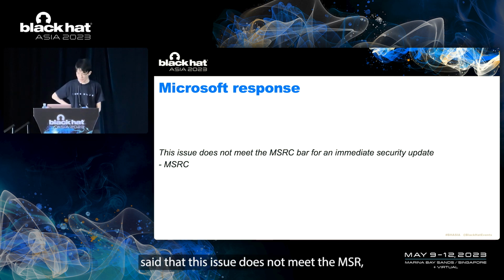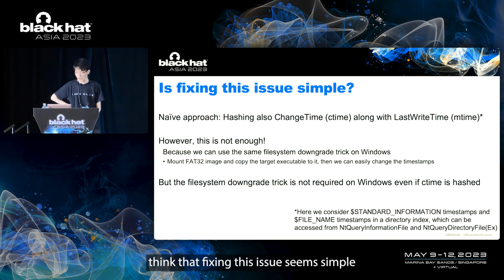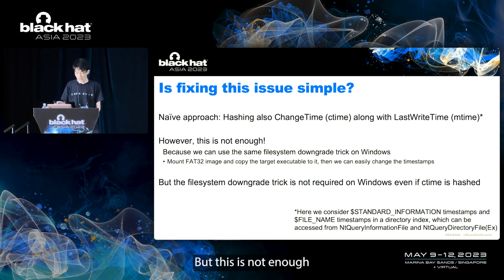Okay, Microsoft says that this issue doesn't meet the MSRC bar for an immediate security update, so this issue is not currently being fixed. So you might think that fixing this issue seems simple, because hashing C time along with M time solves this problem. But this is not enough because we can use the same file system downgrade trick on Windows.